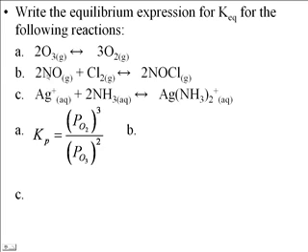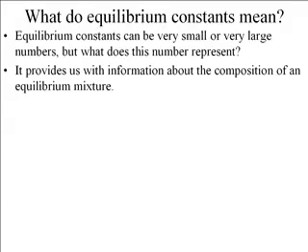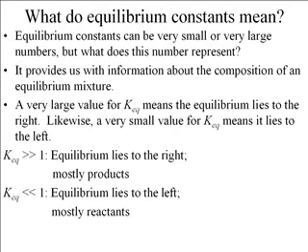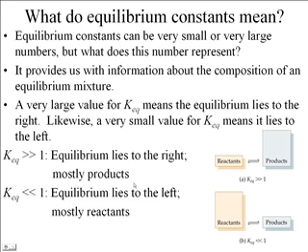K tells you whether you have more product or whether you have more reactant. And the way that they say it is they say it lies to the right, meaning you have more product, or it lies to the left, meaning you have more reactant. Okay? So if K is greater than 1, then the equilibrium lies to the right and you have mostly products. If the equilibrium constant is less than 1, that means it lies to the left and you have mostly reactants. So here we can see that as well. If K is greater than 1, you've got mostly products, very few reactants, and then vice versa down here on the bottom.